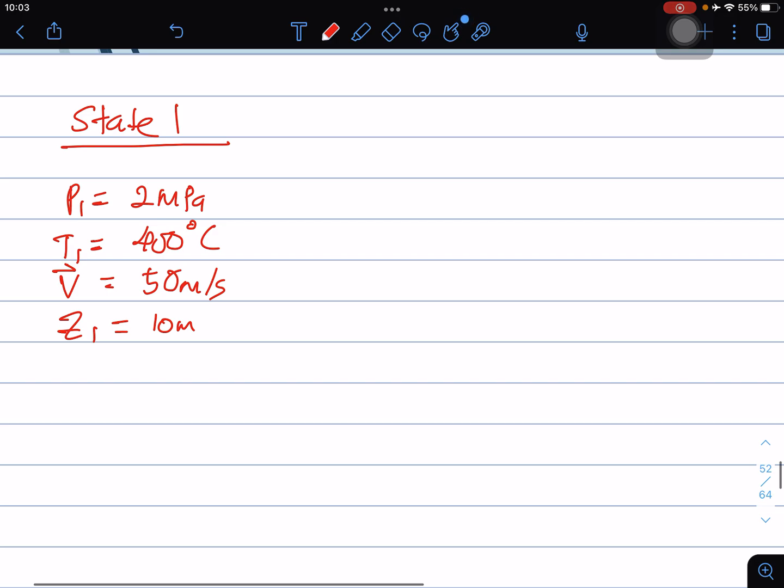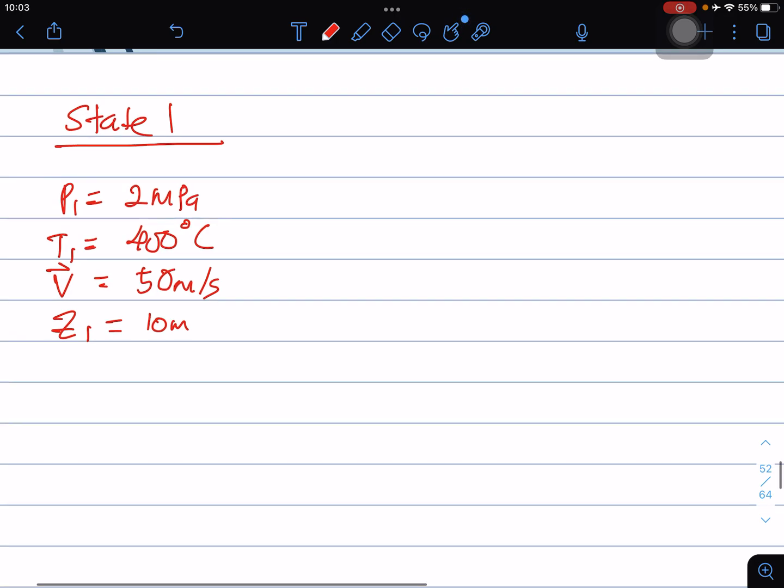By looking at these properties, basically we can name the phase here, because there are two intensive properties, which are pressure and also temperature. By looking at the property tables, we can name the phase.